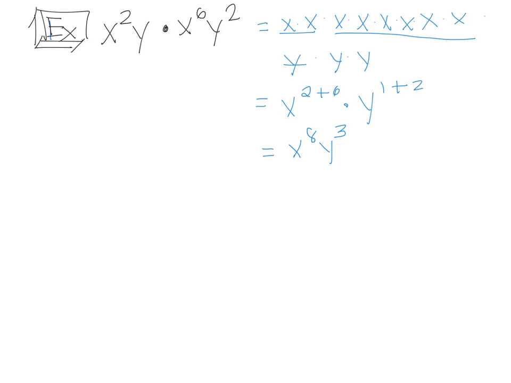So the second step is what you should really show. The top is just the expanded form so you can see where all of the x's and y's come from. But the step after that, that's really the step that you need to show, that you're just adding the exponents when the bases are the same.